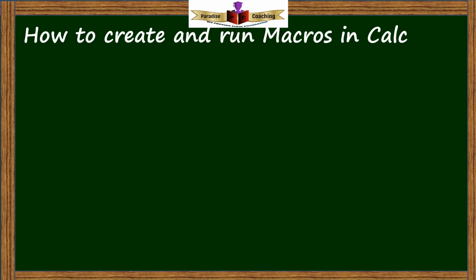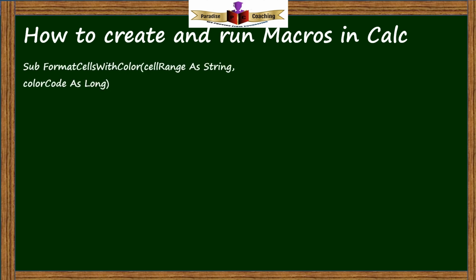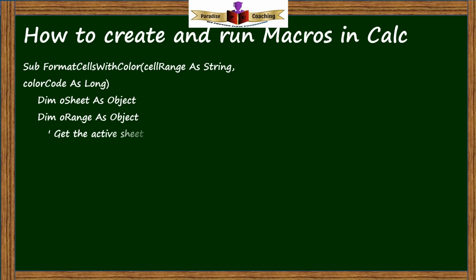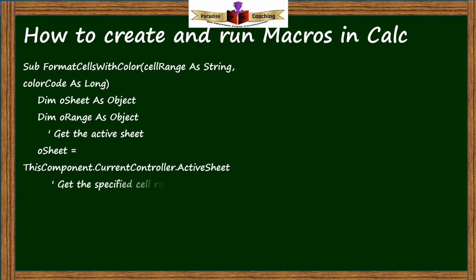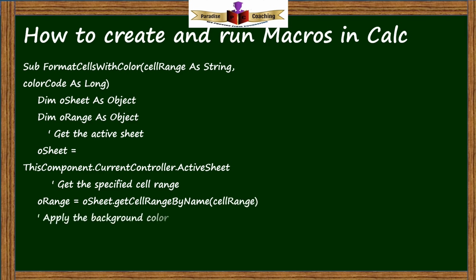How to create and run macros in Calc. A macro in Visual Basic is defined as either a procedure or a function. A function returns a single value that is the result of processing. A procedure is defined with the Sub and End Sub keywords in Visual Basic. Input to a function is provided through arguments, just like a built-in function.